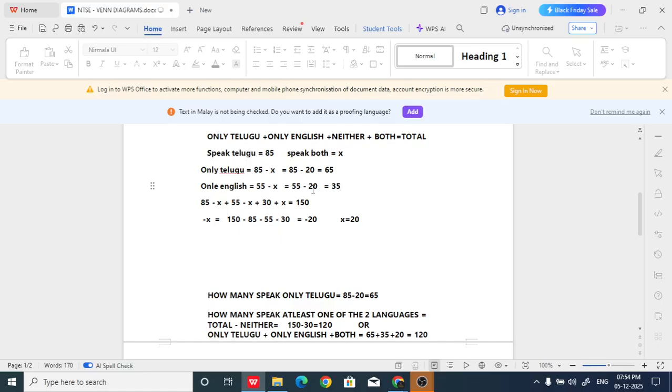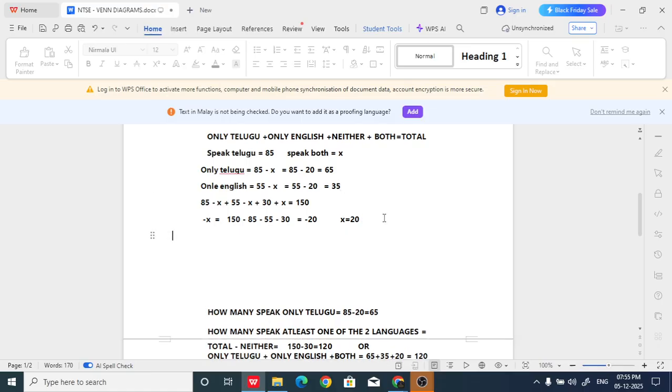Okay. Then what is the other question they have? How many speak at least one of the two languages? At least one of the two languages.